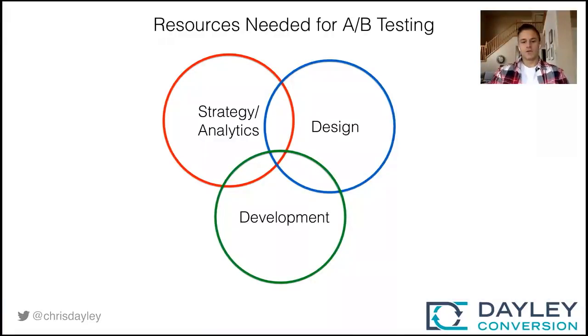So there are a few resources or skill sets that are the major skill sets needed to run A/B testing. First, you're going to need strategy and analytics. When I say strategy, I mean somebody who can put together a long-term strategy, prioritize testing opportunities, dive into the analytics, figure out where there may be opportunities that are going missed, and then make sure that strategy gets executed.